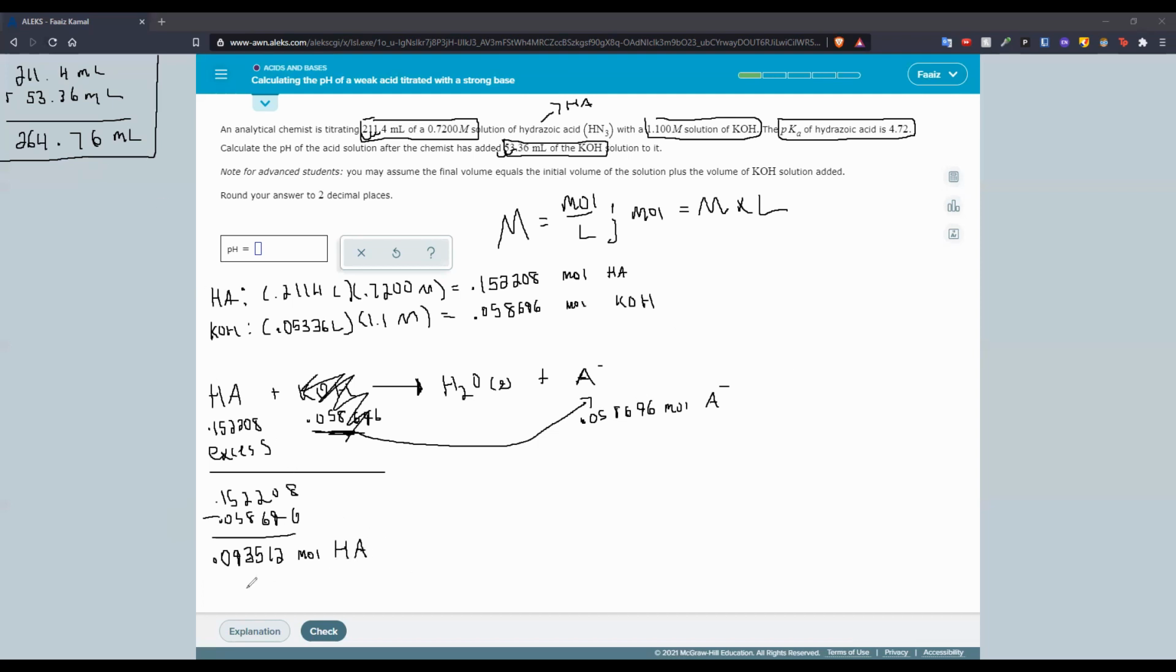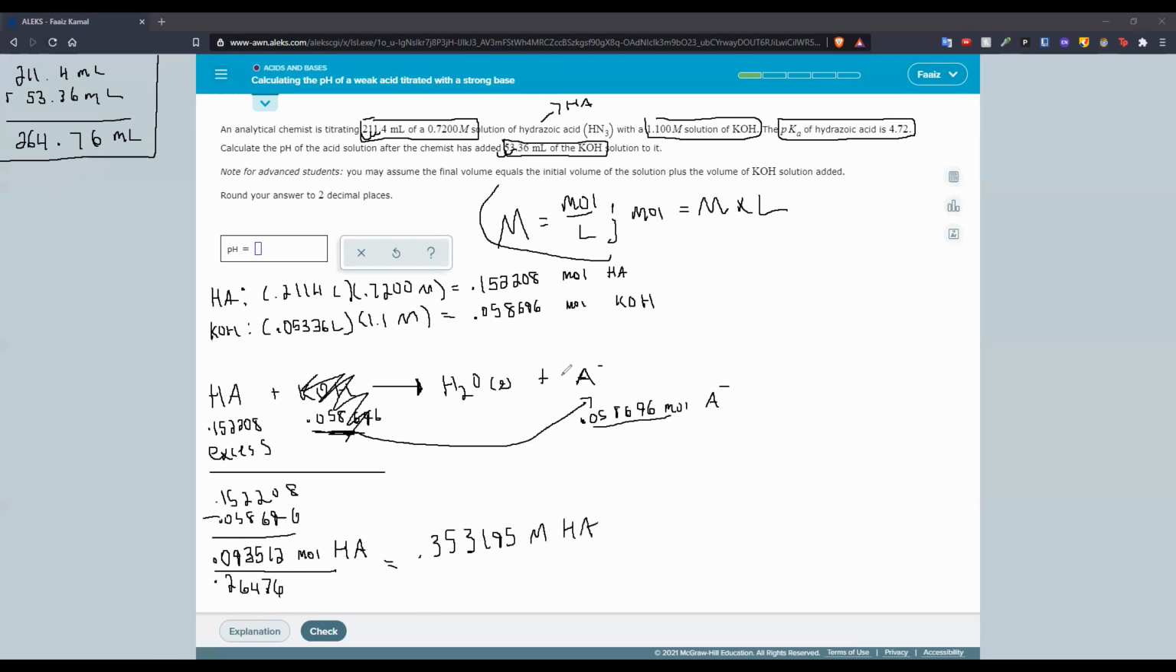I just like to convert my moles to molarity, because it makes it easier at the end, so you don't have to do it at the end. I think that's the right way to do it anyway, where you have an ice table with molarity. So to convert this to molarity, you do moles over liters, and this is your total solution. So again, I'm just going to move the decimal over 3 places to convert milliliters into liters. 0.26476, and you get 0.353195 molar HA.